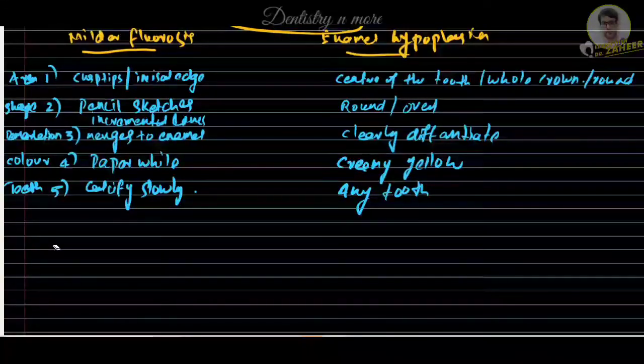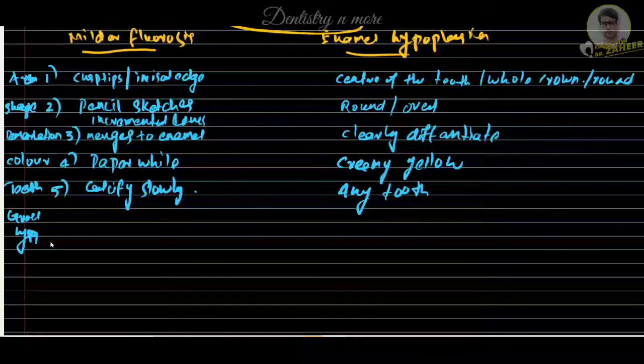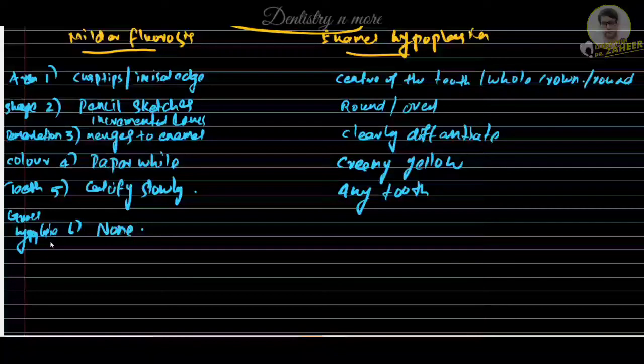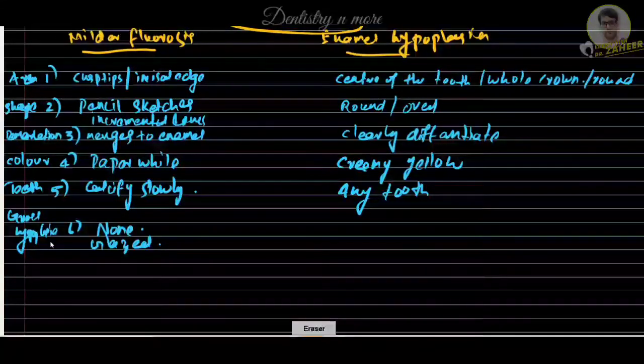Next differentiating feature is gross hypoplasia. That is the sixth differentiating feature. In milder fluorosis, it is none. There will not be any gross hypoplasia. Enamel will have a glazed appearance because it is a milder form of fluorosis. The severe form will have gross hypoplasia. In enamel hypoplasia, the glazed surface will not be there. It will be a rough surface.